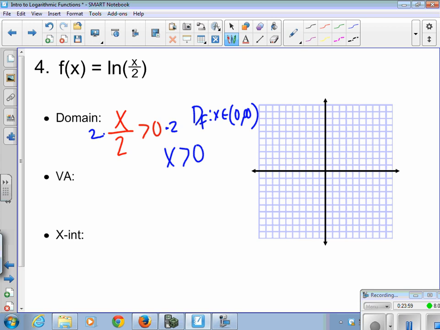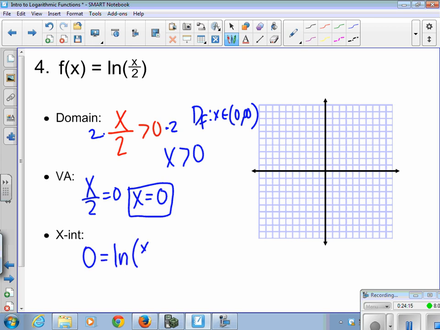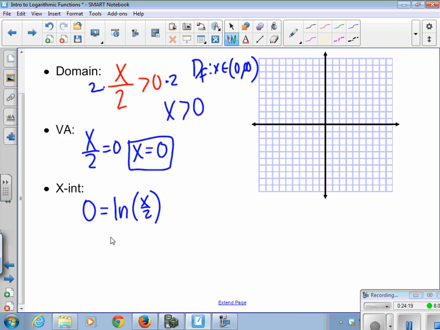So I know my graph is going to go out to the right, somewhere out here. Vertical asymptote, I just take x over 2 and set it equal to 0. So x equals, when I multiply the 2 over, 0. And then my x-intercept, I'm going to let y be 0. And so that's what I've got. Now, we already said the base of an ln is just e. This is just log base e. So I'm just going to make that log base e.